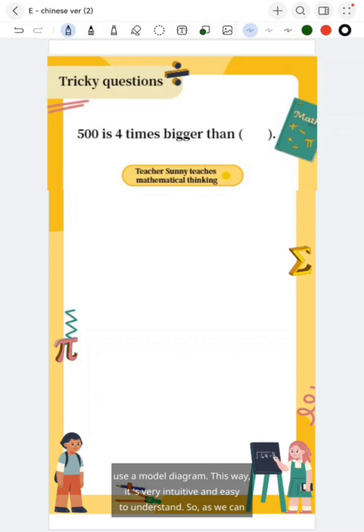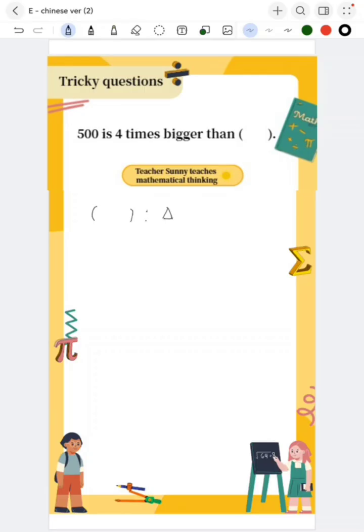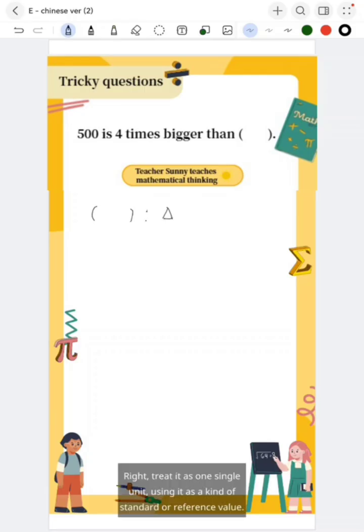So as we can see, 500 is greater than this number in parentheses. So for this number in parentheses, we treat it as 1 unit. Right? Treat it as one single unit, using it as a kind of standard or reference value. So relatively speaking, 500 is actually 4 times greater than it, right? In other words, it's 4 times more, which means it's actually 5 times as much as the number in parentheses.